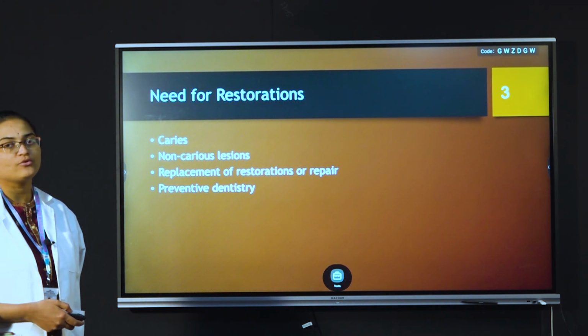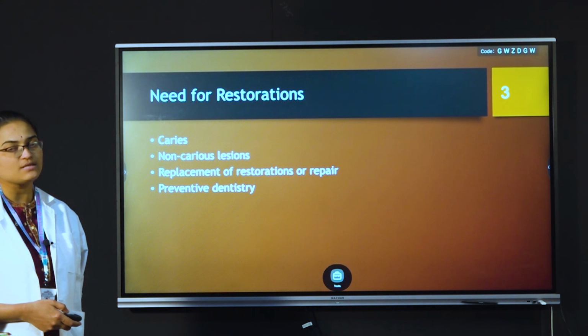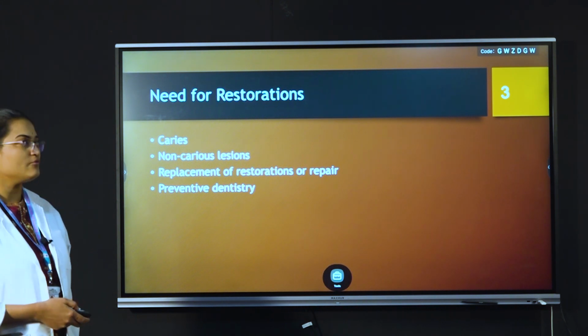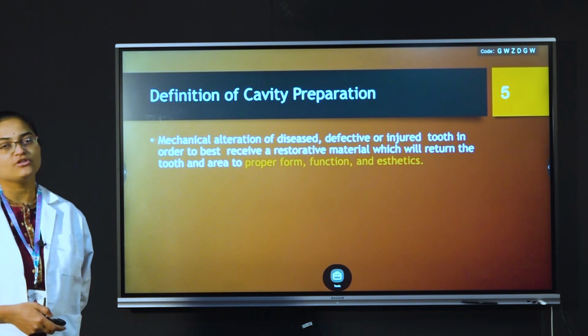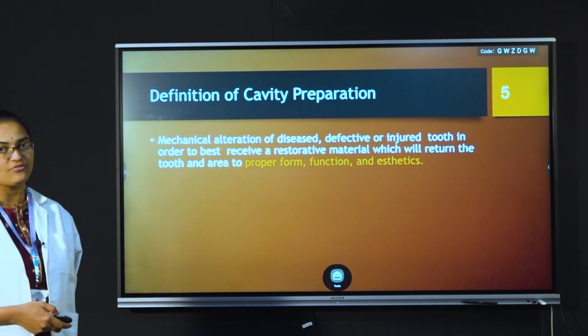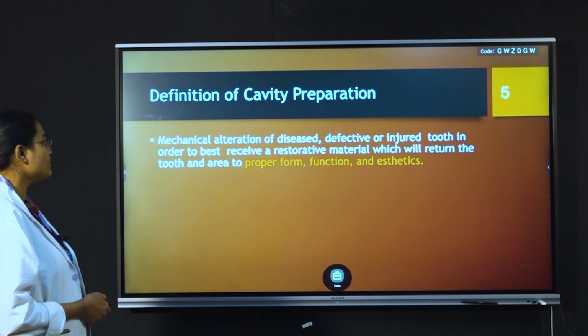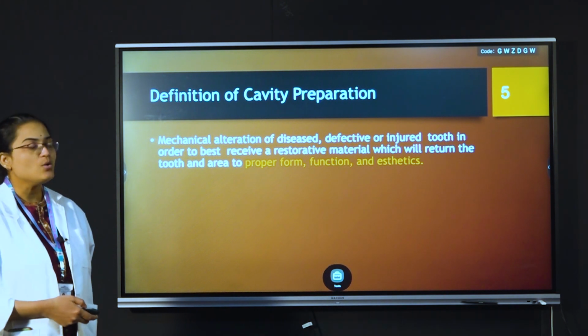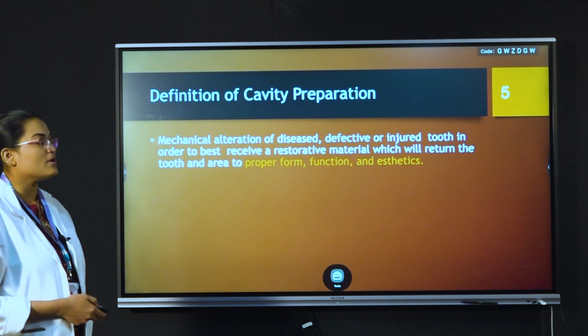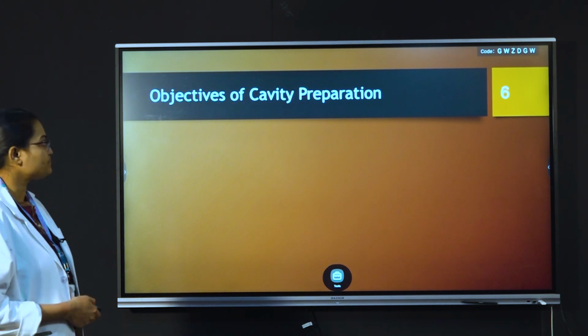Before even going for caries or any damage to the tooth, as preventive dentistry we can go for pit and fissure sealants or any enameloplasty preparations to prevent further decay. Coming to the main thing, the definition of cavity preparation. It is defined as a mechanical alteration of a diseased, defective or injured tooth in order to best receive a restorative material, which will in turn replace the tooth and the area to a proper form, function and aesthetics.